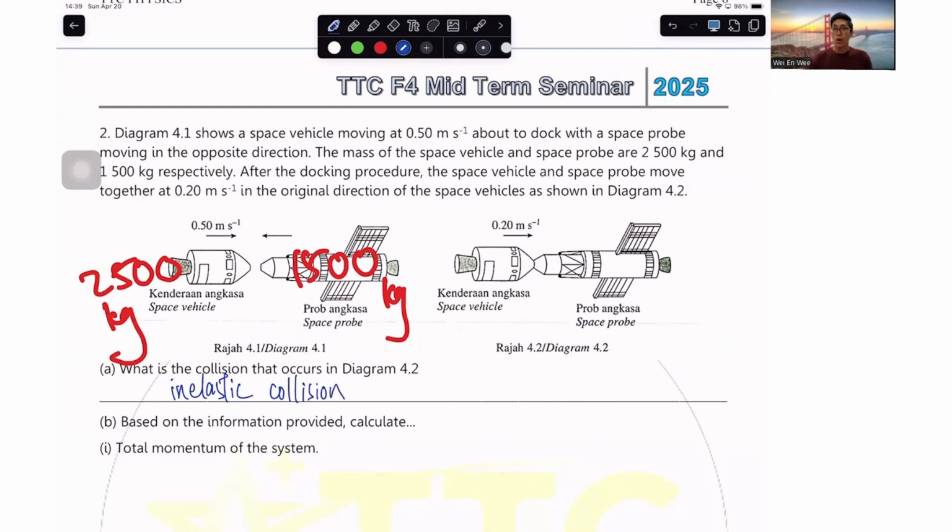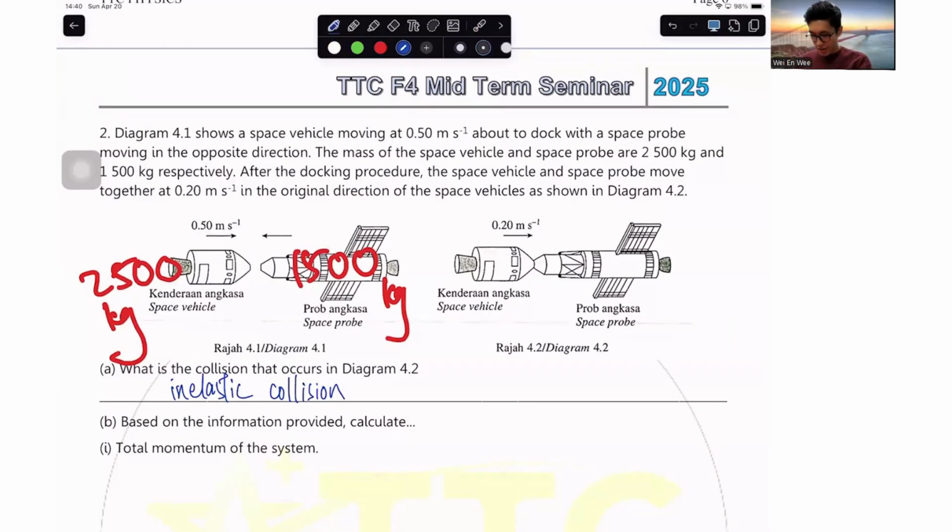Now, one more type of collision is called explosion. It happens when 2 things are originally together and then suddenly, boom, they separate. That's an explosion.